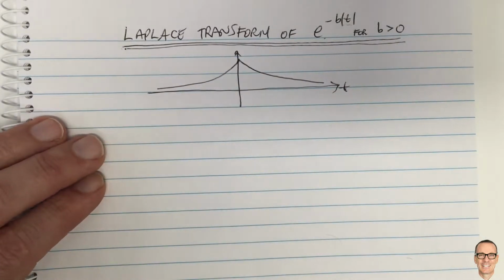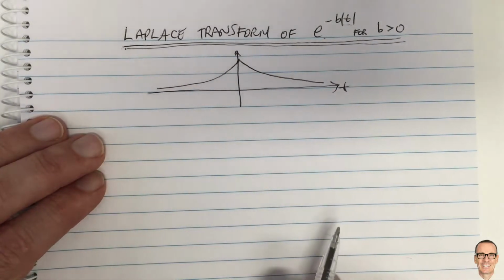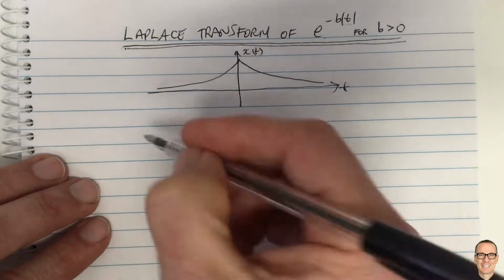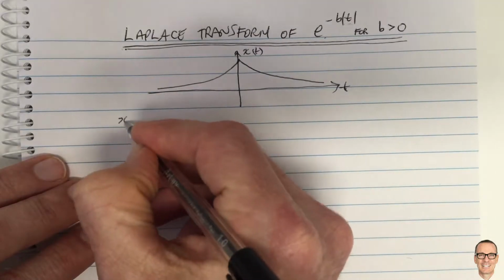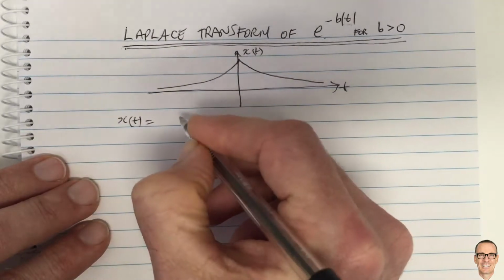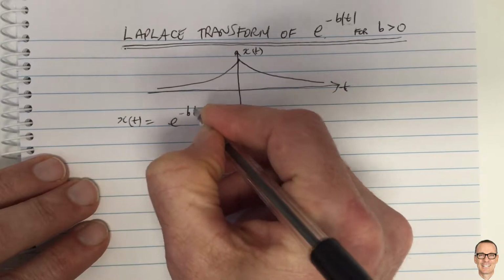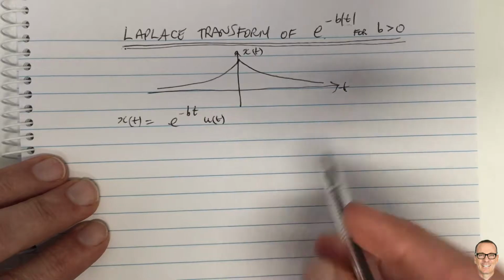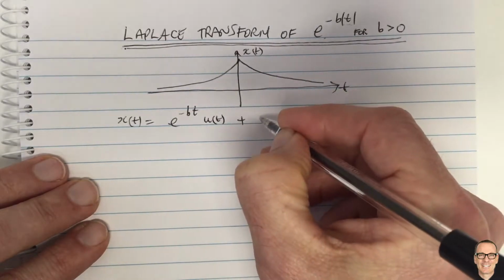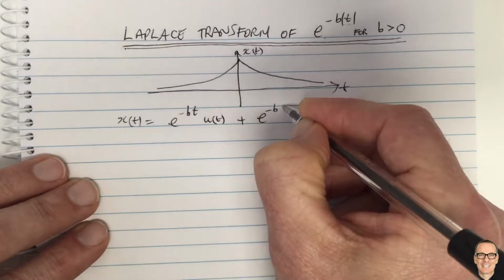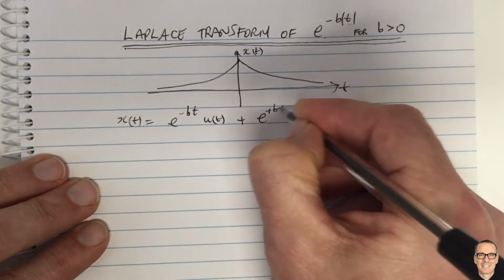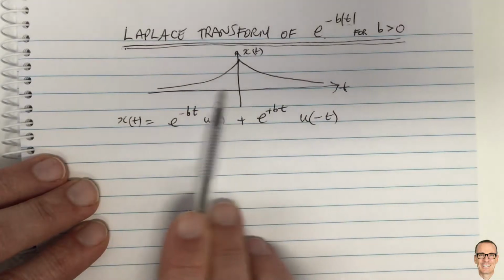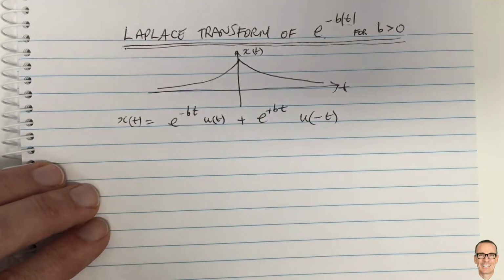So this is the function here, and once we look at this, I think we can see that this function is made up of two other functions that we know about, and it helps to write them down. So x(t) equals e to the minus bt times u(t), this is the positive time portion, plus e to the positive bt times u(-t), and this accounts for the negative portion.